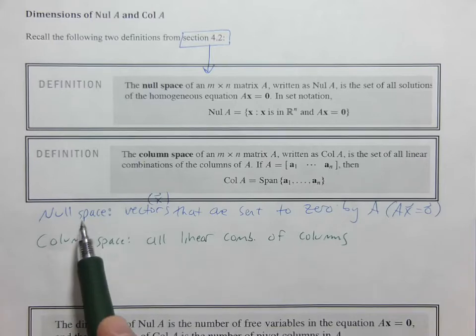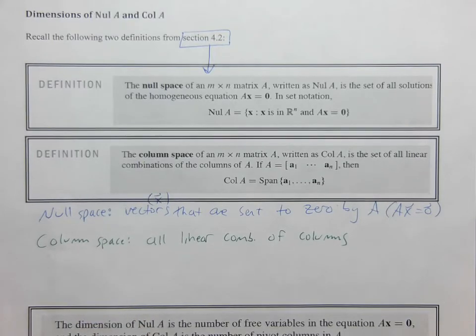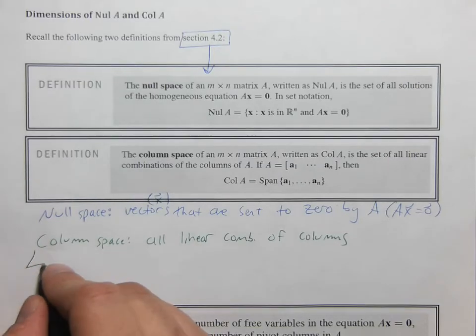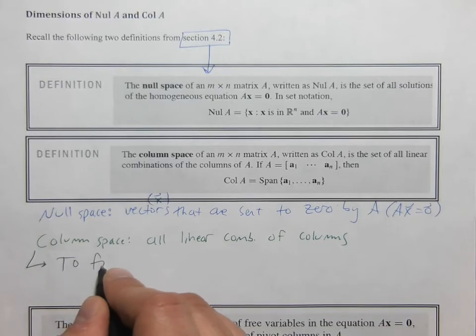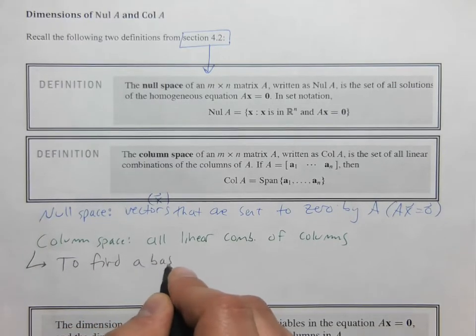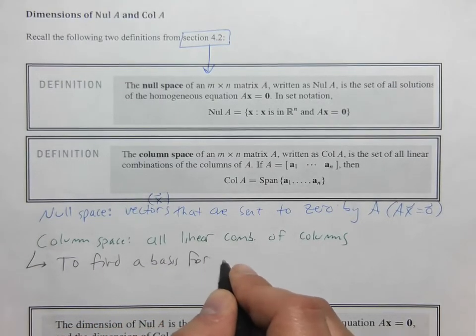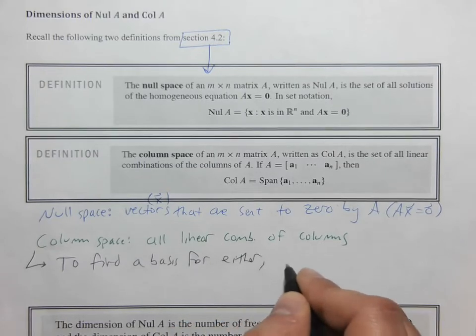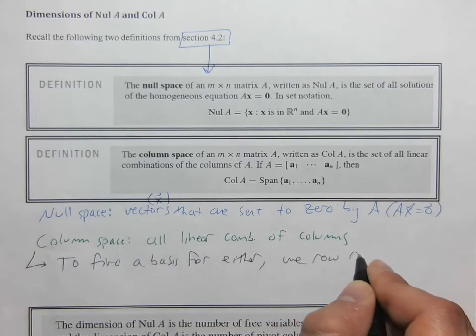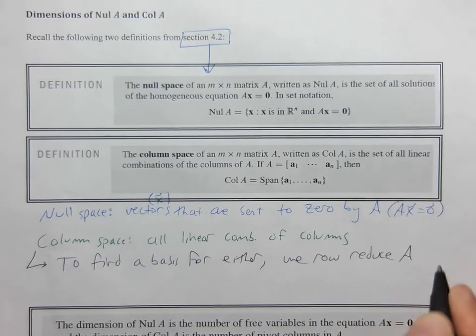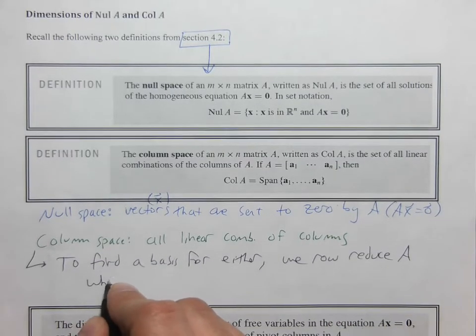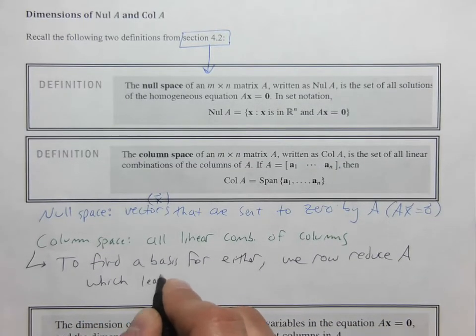And we talked about how to find bases for both of these in the basis section. And I'll just remind you that when you find a basis for either one, it involves row reducing A, right? And so if we want to find a basis for either of these spaces, we row reduce A, just like we always do. We always row reduce. And this leads to the following definition.